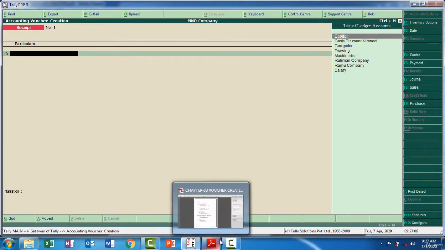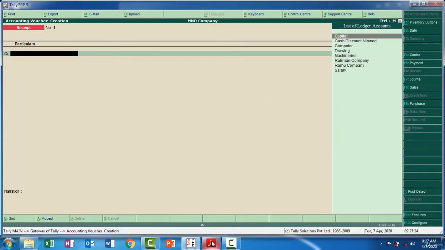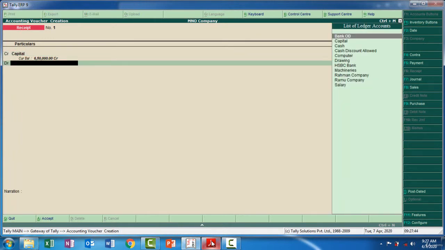Then I'm going to go to the question. The first one, additional capital received from the owner 150,000. If additional capital is received by cash, the cash account is debited 150,000, and the capital account increases, so it will be credited 150,000. So this is a transaction. The first, what is the credit? The capital. The capital account we have already created, so it's 150,000. Then cash account debit 150,000.